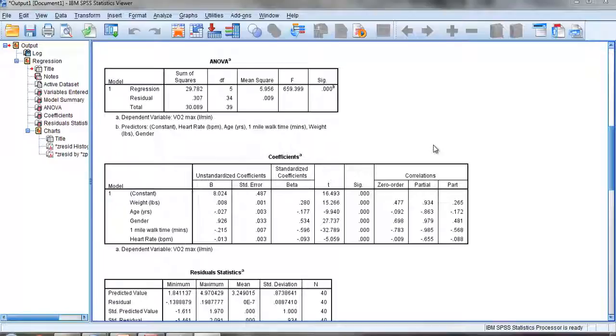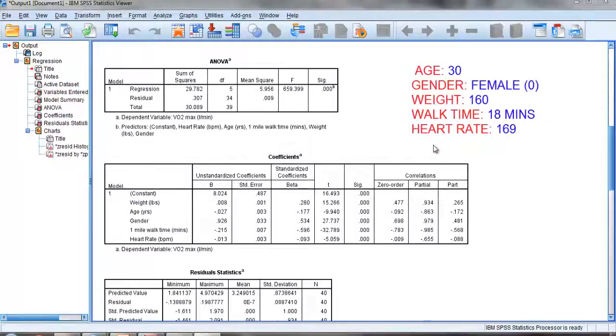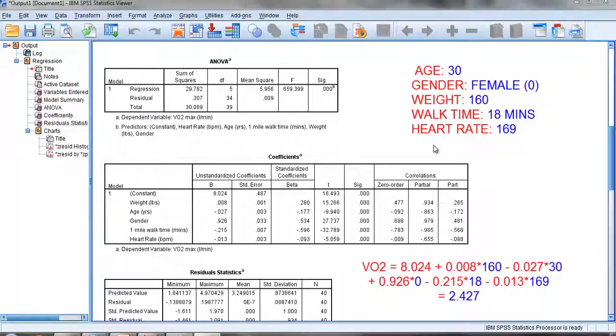If we know an individual's weight, age, gender, 1 mile walk time and heart rate, we can use the model to make a prediction of their VO2 max. For example, consider a 30-year-old female weighing 160 pounds with a walk time of 18 minutes and a heart rate of 169. We calculate the VO2 max by substituting each value into the equation to get a VO2 max of 2.427.